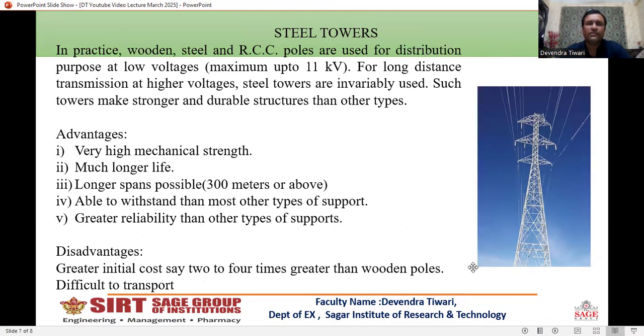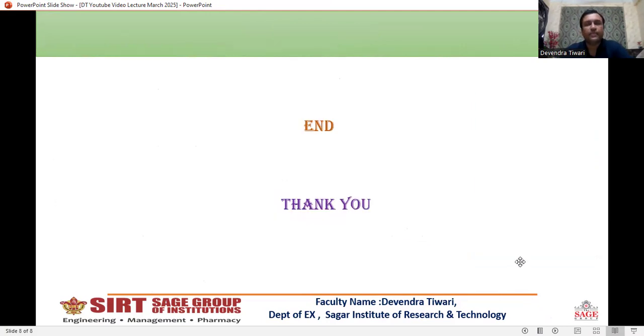In this way, we can compare these four kinds of poles: first wooden, then steel, RCC, and steel tower. Every type has its own advantages and disadvantages. As per purpose, we can use any kind of pole as per our requirement.